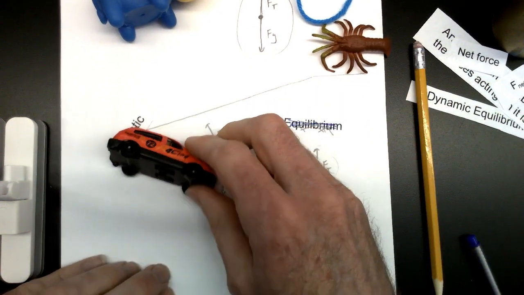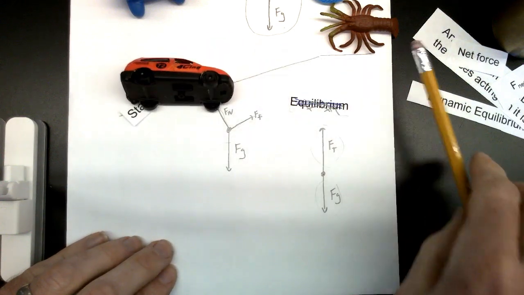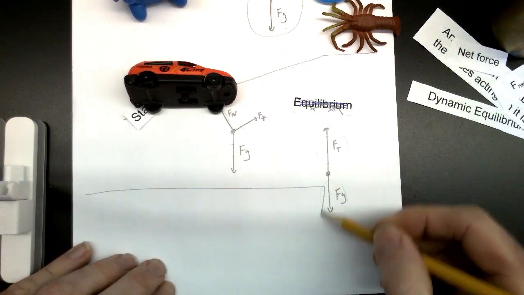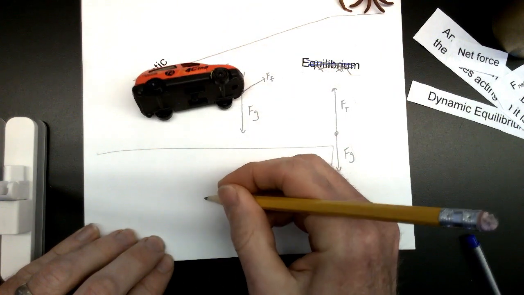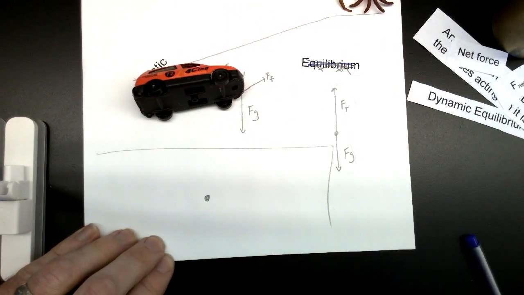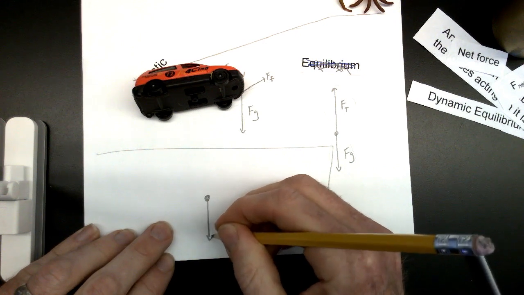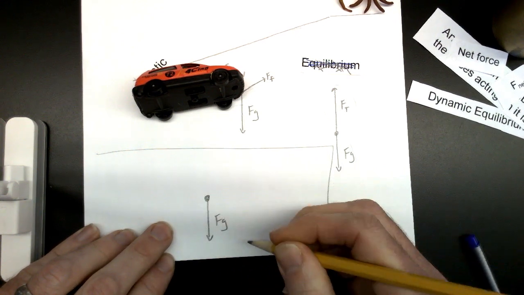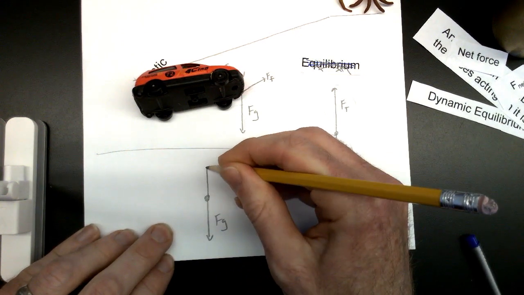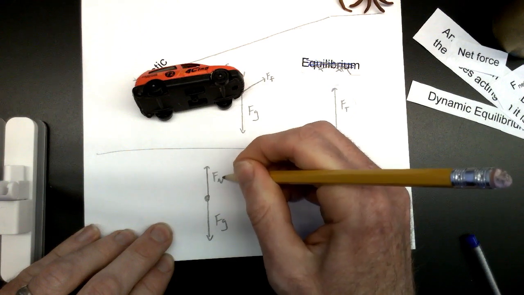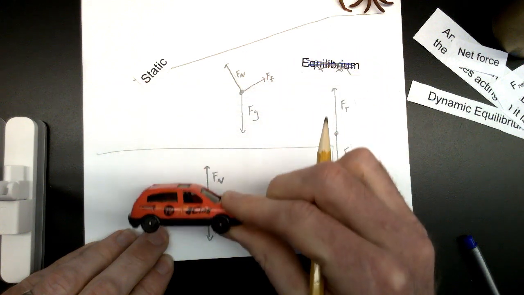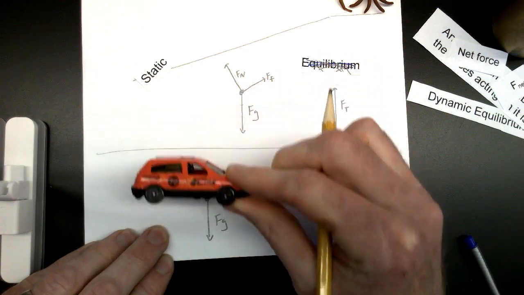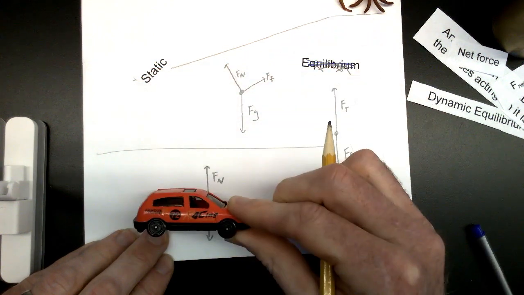We're going to draw the truck from the side, or the car from the side. Make myself some space down here. We're not going to draw the road or anything. We're just going to draw the truck as a dot. Of course, we're going to have gravity going down, and a normal force going up. Those are going to be balanced because the car is not accelerating in the up and down direction, right?